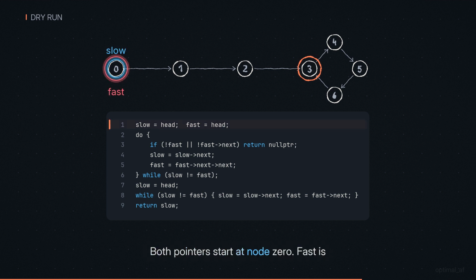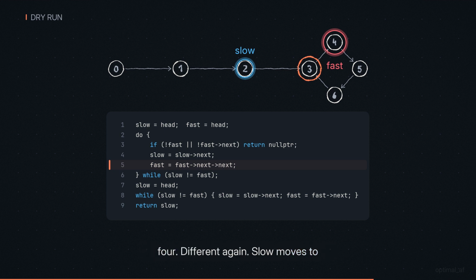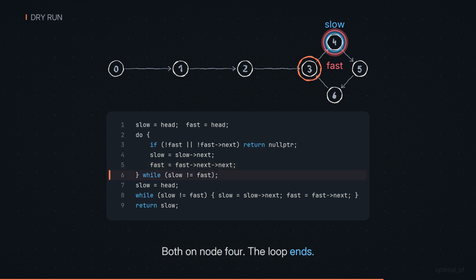Both pointers start at node 0. Fast is not null, and fast next is not null. So we keep going. Slow moves to 1. Fast moves to 2. They're different, so round again. Slow moves to 2. Fast moves to 4. Different again. Slow moves to 3. Fast moves to 6. Still different. Slow moves to 4. Fast goes 6, 3, 4. Both on node 4. The loop ends.